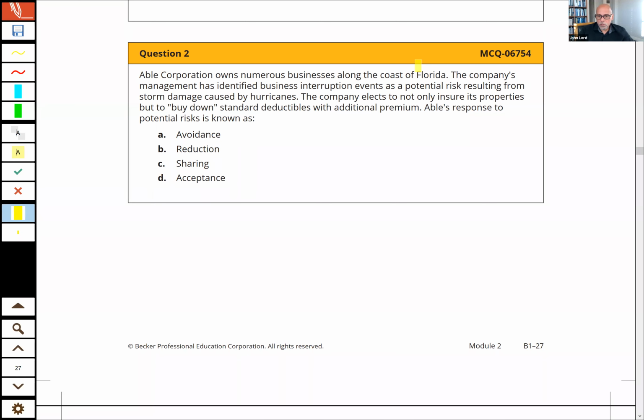Acceptance would be, don't do anything except, you know, I'm going to go ahead and use a bad word, this is the "stuff happens" approach, right? Hey, I just accept it. Stuff happens. What am I going to do, right? Sharing is what? Getting insurance and trying to limit my exposure even more by paying a higher premium so that the insurance company shares even more of the risk with me, right? I mean, clearly insurance is the sharing, which is why C was the correct choice.